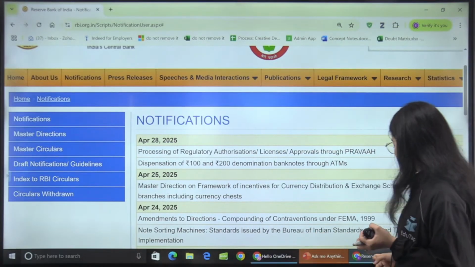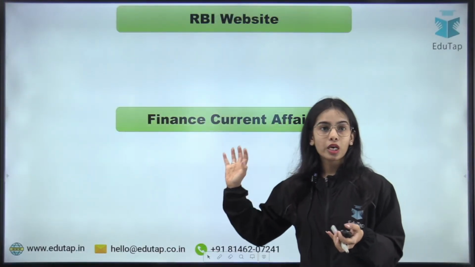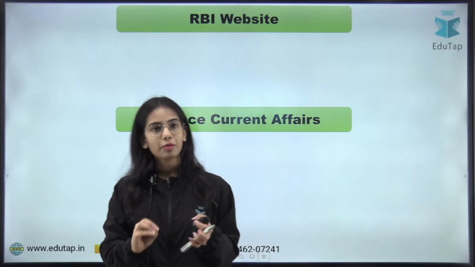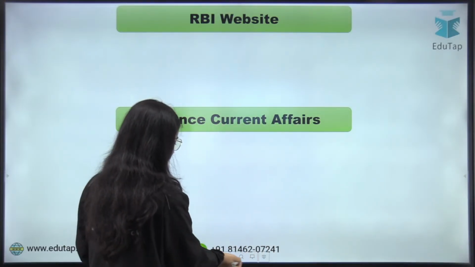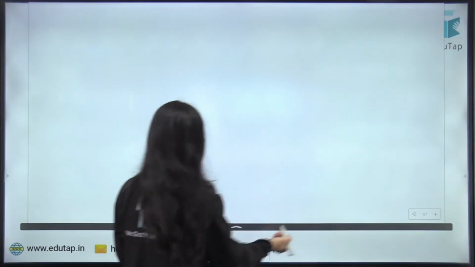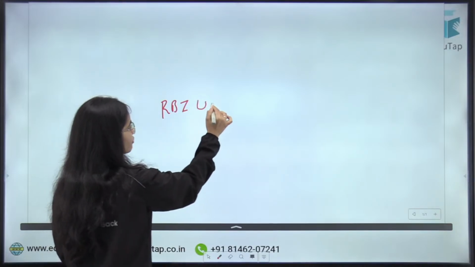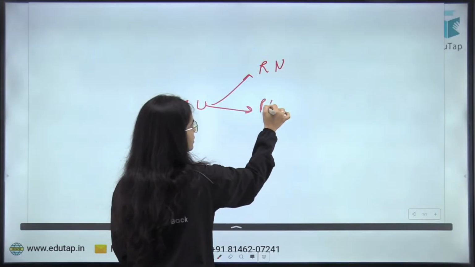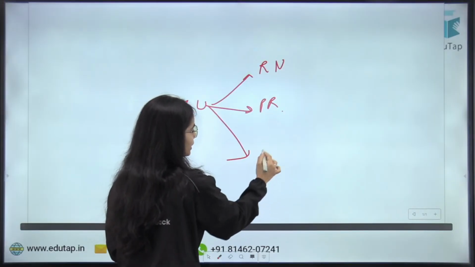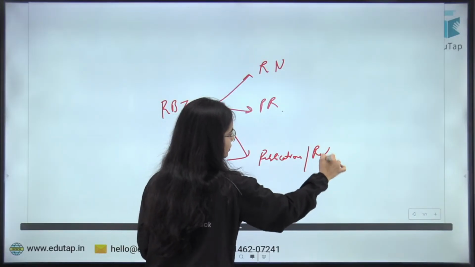This is it. Now coming back to the PPT. I hope you now know that the RBI website and finance current affairs are important. In the RBI website, you have to cover the RBI notifications, the RBI press releases, and the publications, that is, the reports, okay?